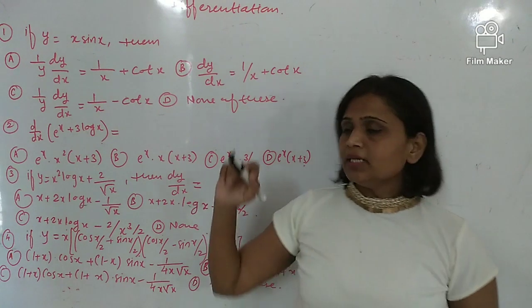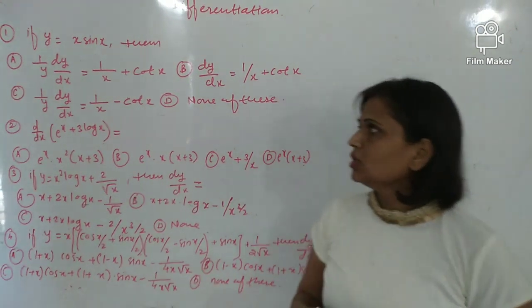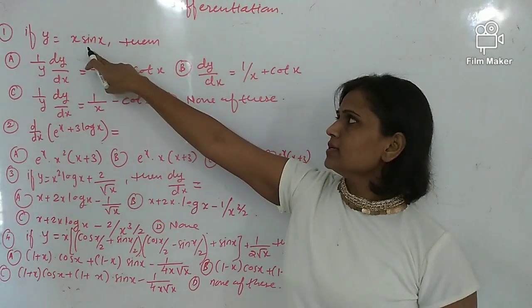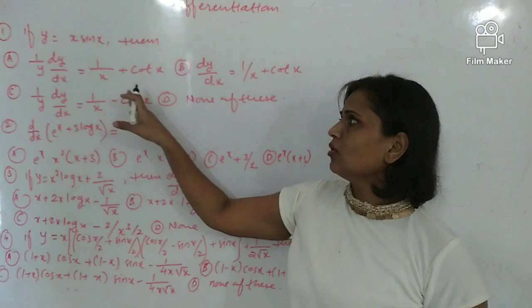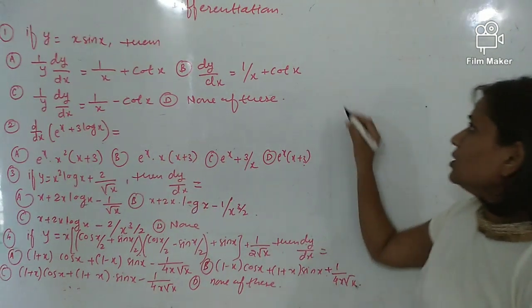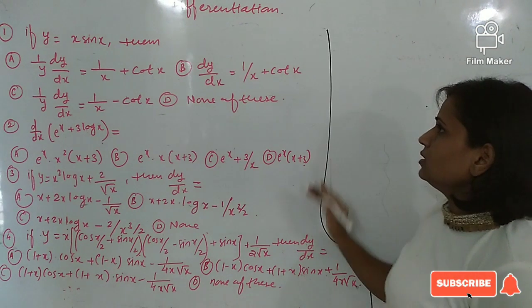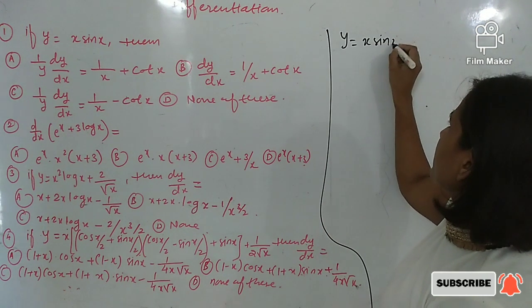So these are JEE questions from the first lesson, differentiation. So let's see what the questions are. The first question is y is equal to x sin x. Then which expression is correct among these? Okay, so start from the given expression: y is equal to x into sin x.